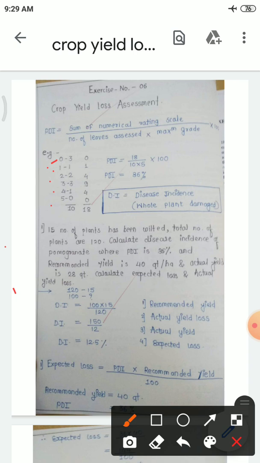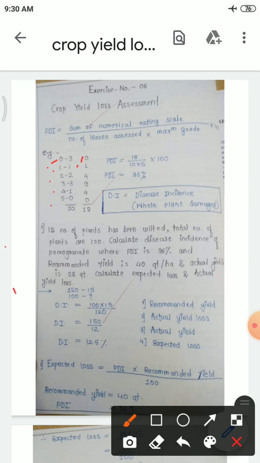So this is a descriptor, or it is called a scale, or also grade. Then suppose on the 0 scale, 3 plants get damaged. On the 1 scale, 1 plant gets damaged. On 2, 2 plants get damaged. On 3, 3 plants get damaged. On 4, 1 plant gets damaged. And lastly on the 5 scale, 0 plants get damaged. There is no appearance of disease.